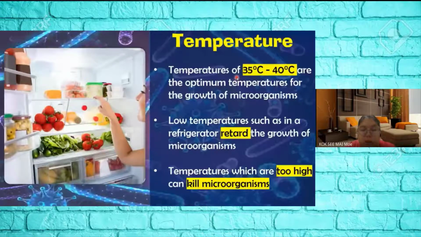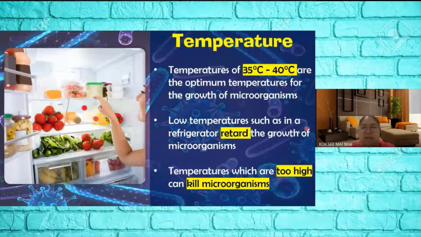36.5 is your normal, almost like this, then 36.9. Normally we say over 37.5 is a fever, is it? From here, they say 35 to 40 is most suitable for the microorganism to stay. That means your body, they like so much, because there's an optimum temperature for the growth of microorganisms. Low temperature they don't like.